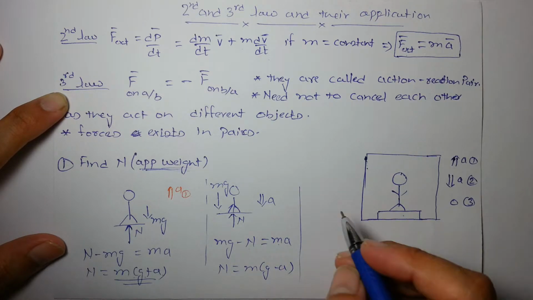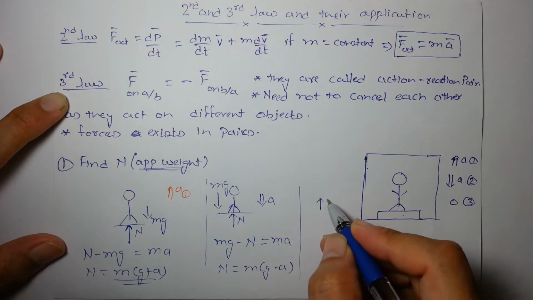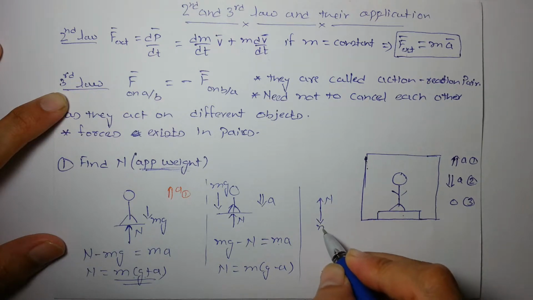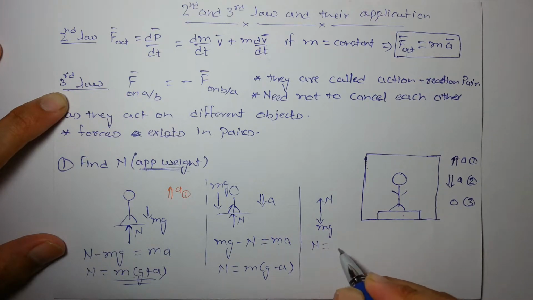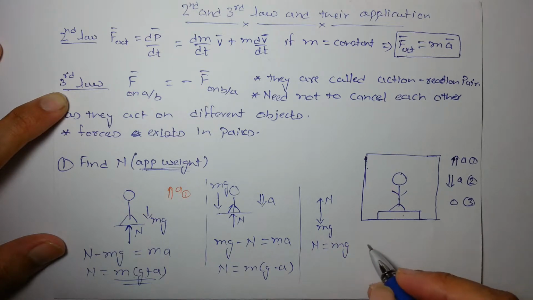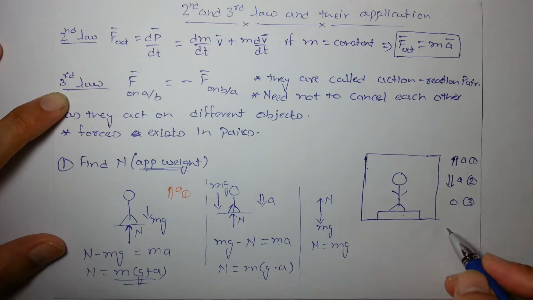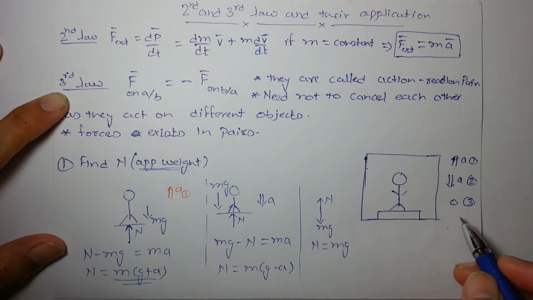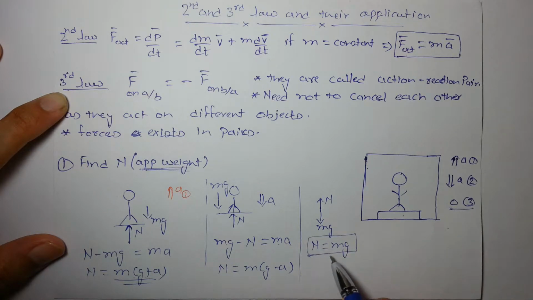Similarly, when there is no acceleration, N and mg balance each other, so N is equal to mg. When acceleration is not there, the object may be moving up or down, it doesn't matter, or sideways, but if it is not accelerating, the normal reaction from the machine will be equal to the weight. The reading of the machine can be greater than its weight, less than its weight, or equal to its weight.